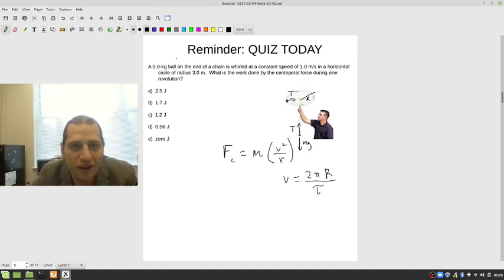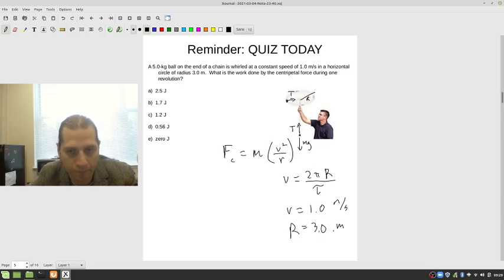All right, now let's see. A 5 kilogram ball on the end of a chain is whirled at a constant speed of 1 meter per second. So in this case, that's 1.0 meters per second in a horizontal circle of a radius of 3.0 meters. What is the work done by the centripetal force during 1 revolution? Let's think about it.